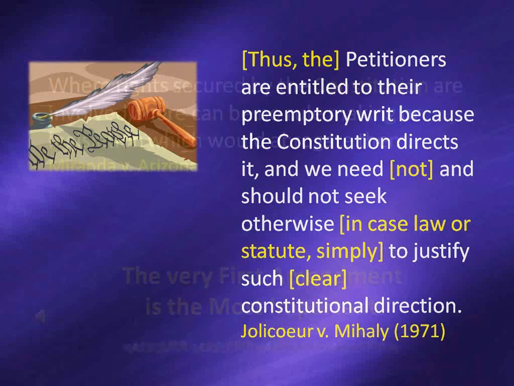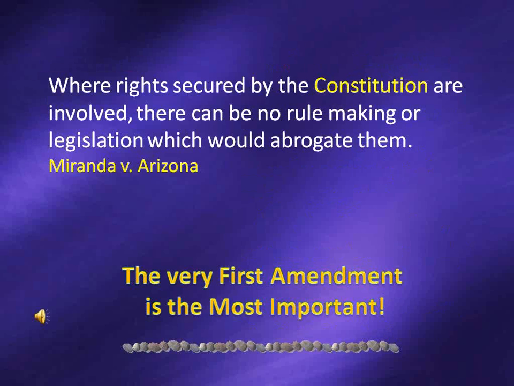Where rights secured by the Constitution are involved, there can be no rulemaking or legislation which would abrogate them. The First Amendment is probably the most important one. So the Constitution directs it, the people put it there. You can't go around it, under it, over it, through it by making legislation or policies or anything else, or by bringing court precedent into play.